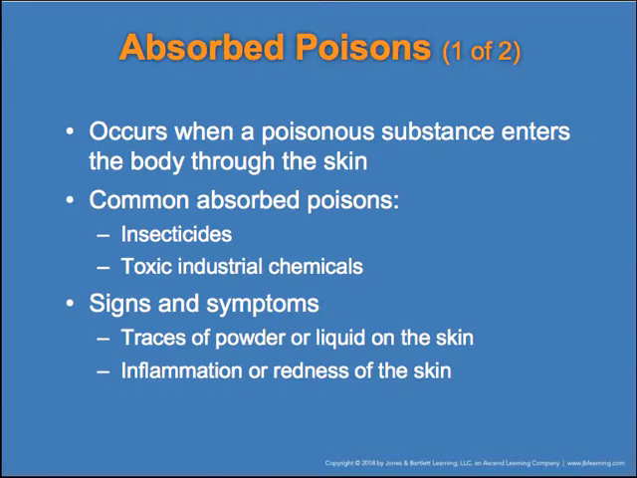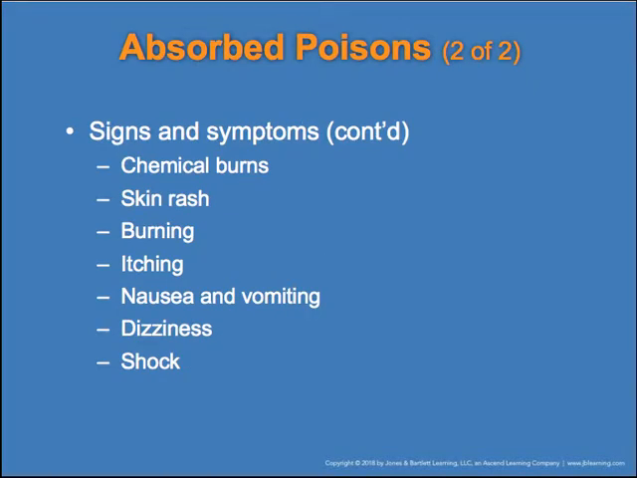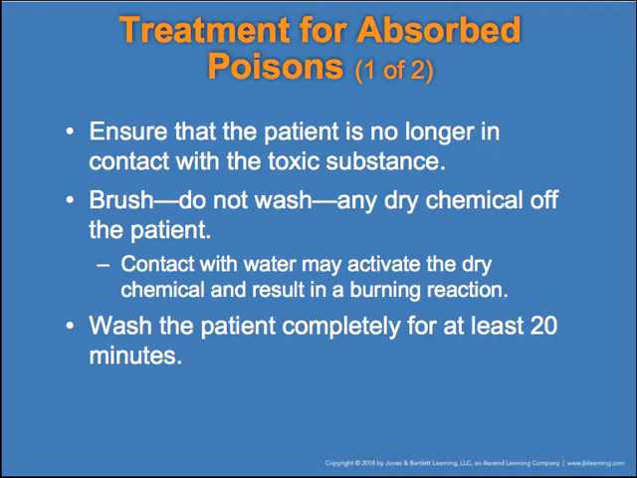Absorbed poisons occur when the poisonous substance enters the body through the skin. Common poisons: insecticides, toxic industrial chemicals. Signs and symptoms: traces of powder or liquid on the skin, inflammation or redness to the skin, chemical burn, skin rash, burning, itching, nausea, vomiting, dizziness, shock. All signs and symptoms of a patient who has had a poisoning that has been absorbed through the skin.